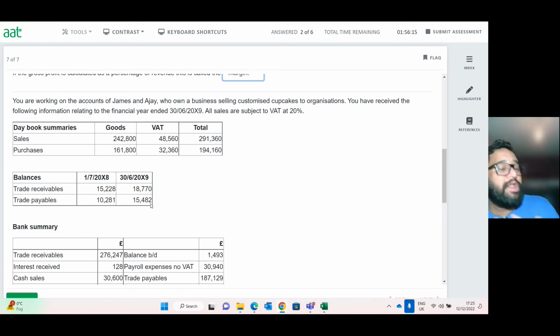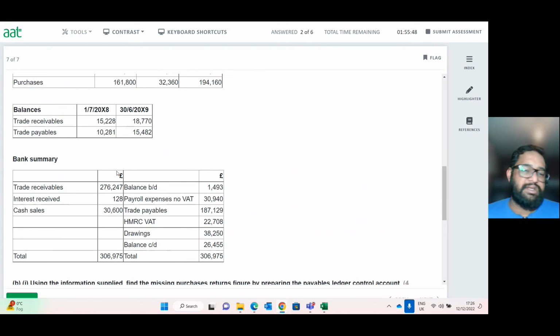That is what you normally do. But when it comes to incomplete records, it doesn't have that same ring to it, because we're trying to find something backwards. You're doing a reverse forensic here, trying to find a missing figure with given information. They normally give you opening and closing balance straight away. Sometimes they give you closing balance and want you to find the opening balance, so you have to do it in reverse. So here they're giving you day book summaries, the balances of your receivables and payables, and they also give you a bank summary.